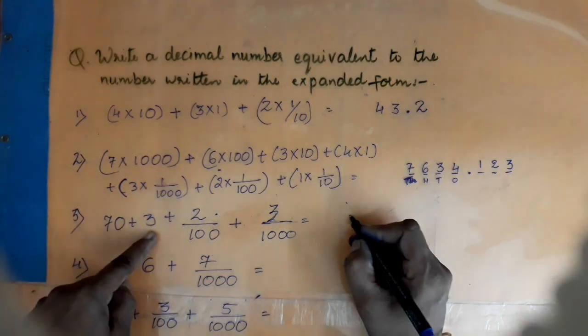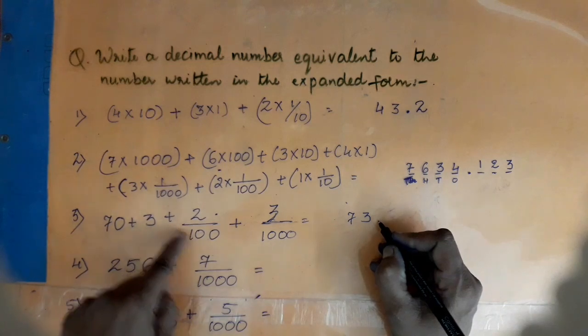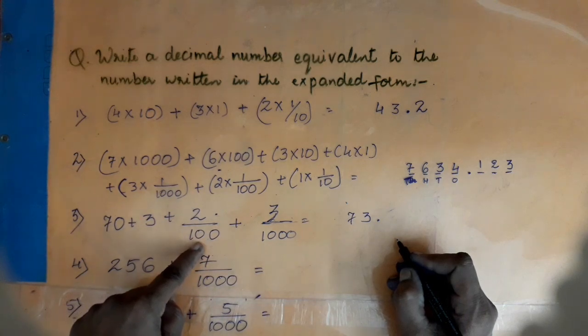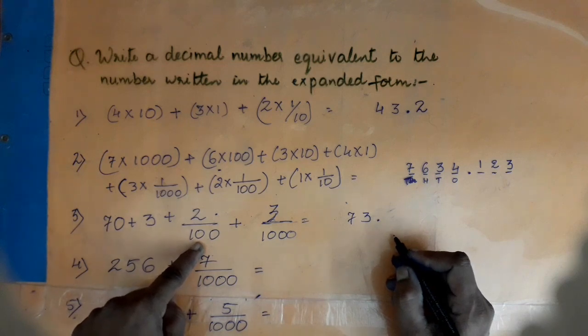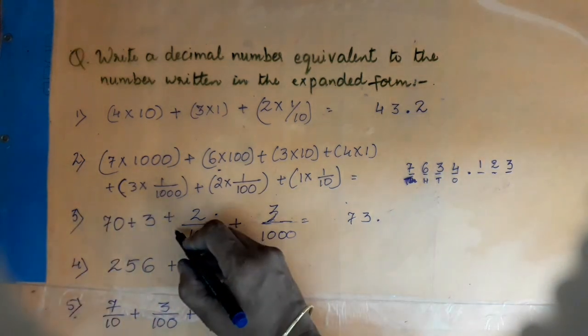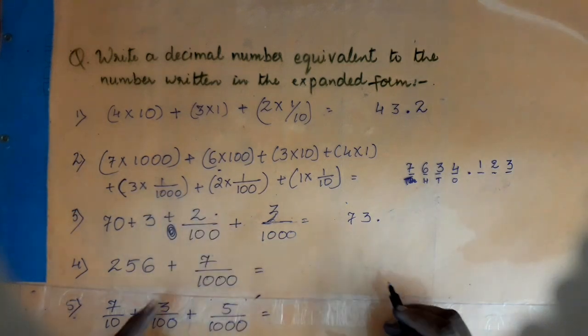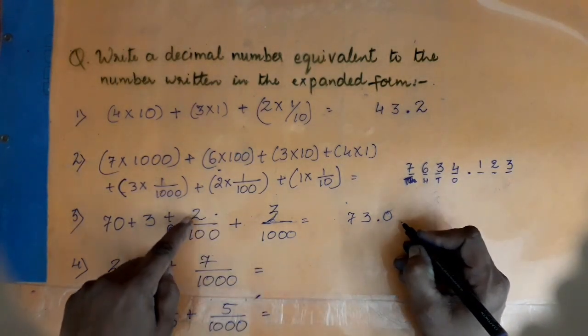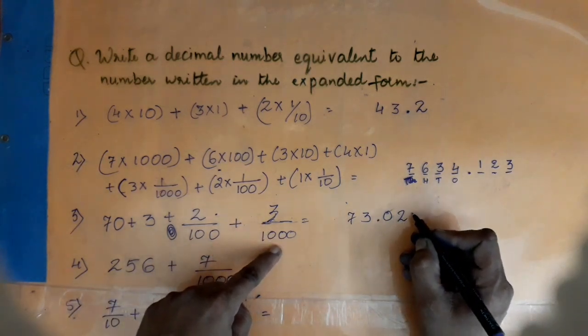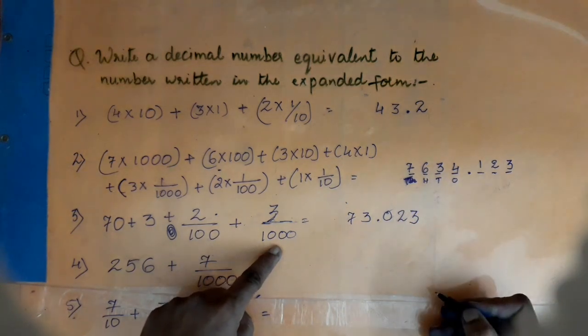70 plus 3, so it becomes 73. This is upon 100 and this is upon 1000. So 2 is in the hundreds place, that is, the second digit after the decimal point. So what about the first digit after the decimal point? As I said, if nothing is given, then that place is vacant and you need to write 0 in that place. So here upon 10 is not there, so this place is vacant, right? So here you have to write 0. 2 is in the hundreds place, second digit after the decimal point, and 3 is in the thousands place, so you need to write 3 as the third position.